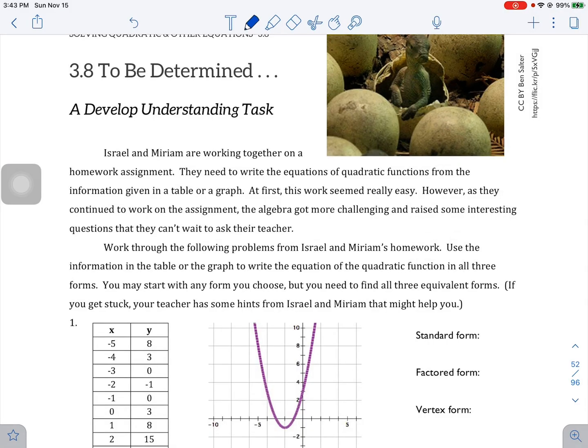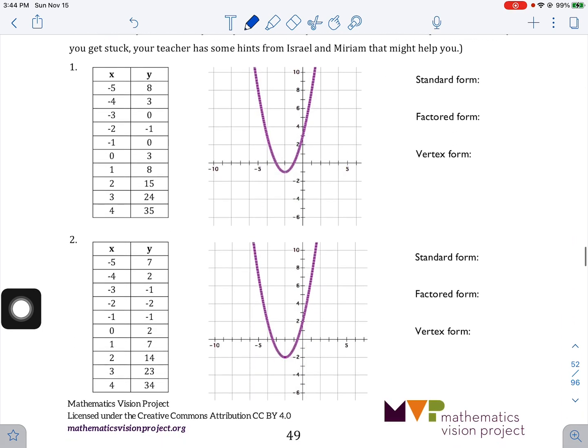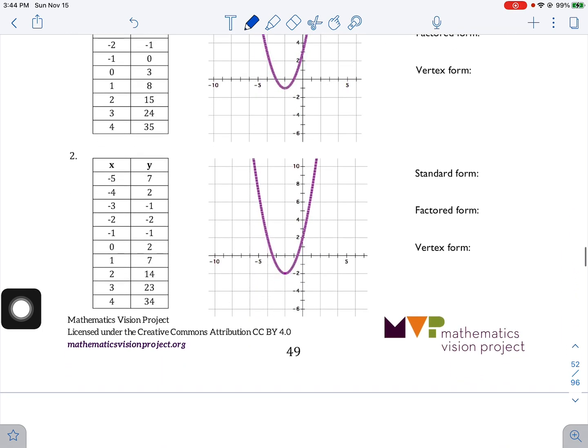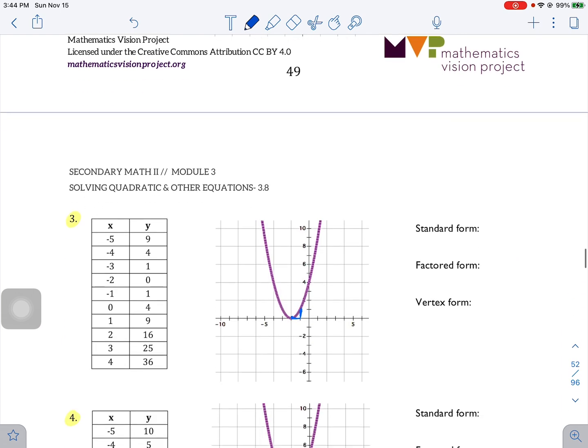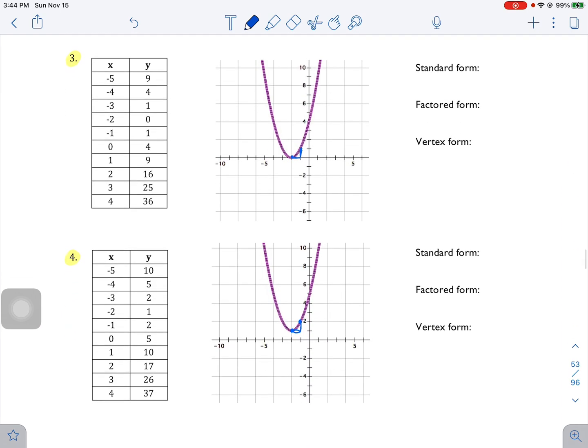All right, welcome. Module 3, Task 8, to be determined. What you're doing here is you're given some information such as a table and a graph, and you're coming up with 3 different forms of ways to write the function. I'm going to start with number 3 here.